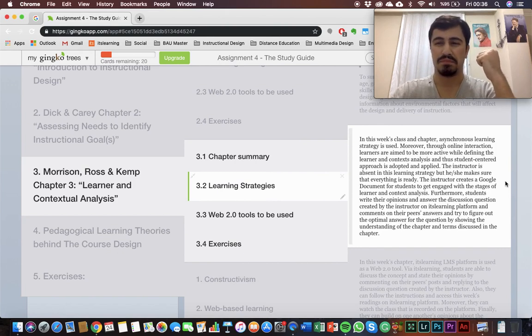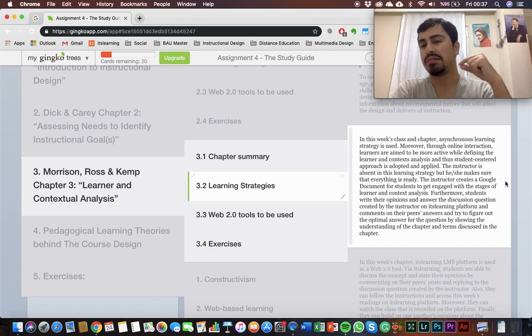In the previous 2 chapters, I used synchronous learning strategy, but this week I prefer to use asynchronous learning strategy because I wanted students to be more active and to manage the class without the instructor. So I wanted to see how they do it.